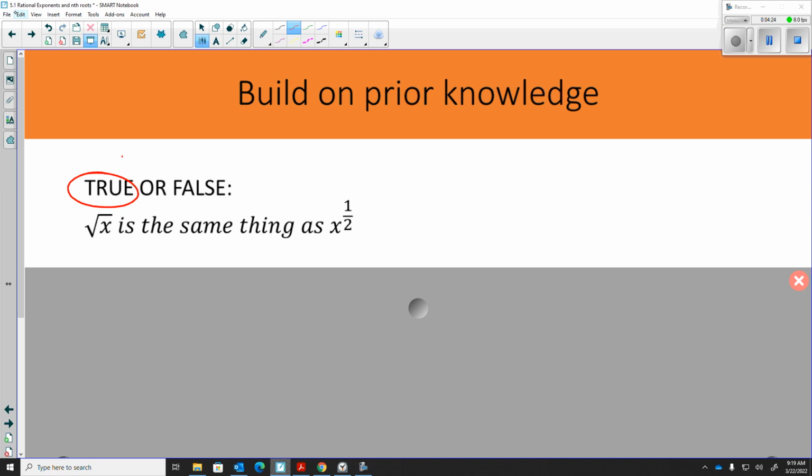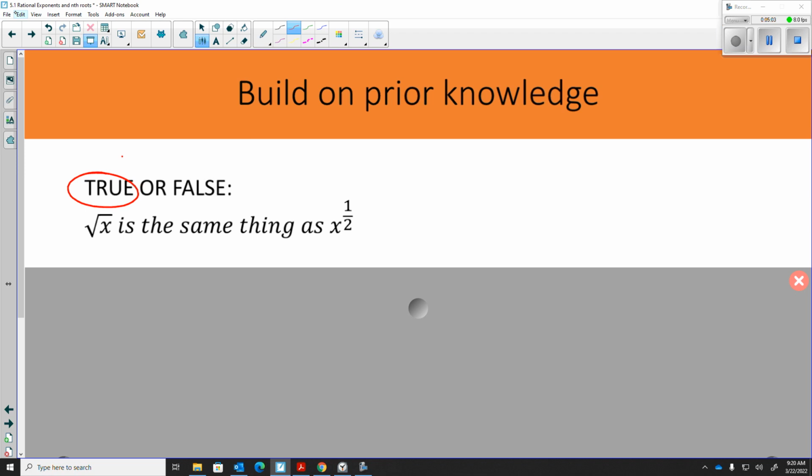Rational exponents. Rational just means it's a fraction. So really what we're talking about is fractional exponents. The big deal of the first part of this unit is we want to figure out how to go from a radical to a rational exponent, to transform between those two things. So yes, the square root of x is the same thing as x to the 1/2. Burn it into your brains from here on out. Square root is the same thing as a 1/2 power. A 1/2 power is the same thing as a square root. Those are interchangeable.